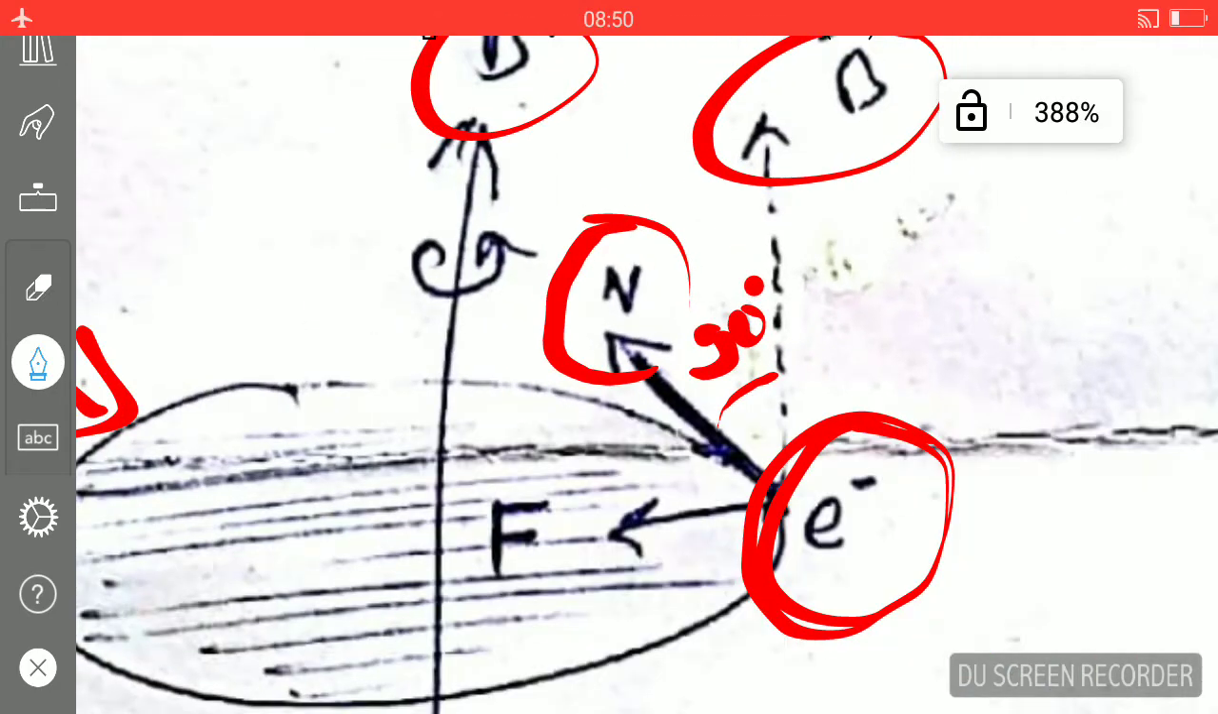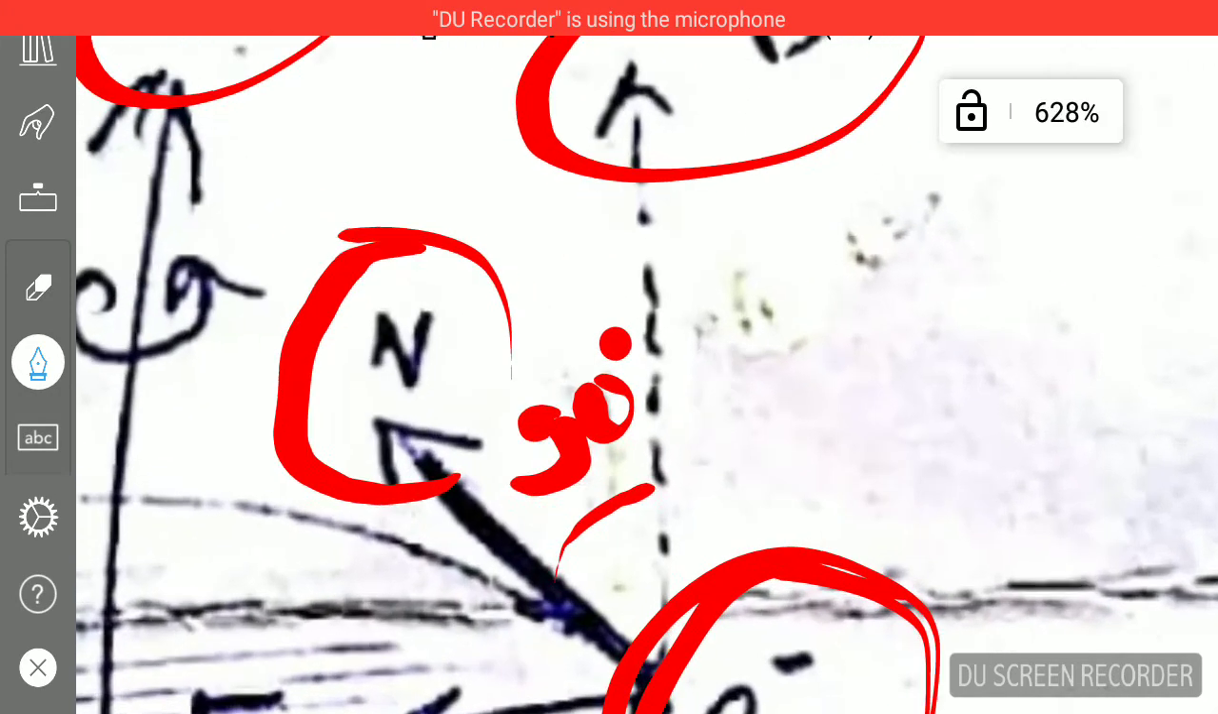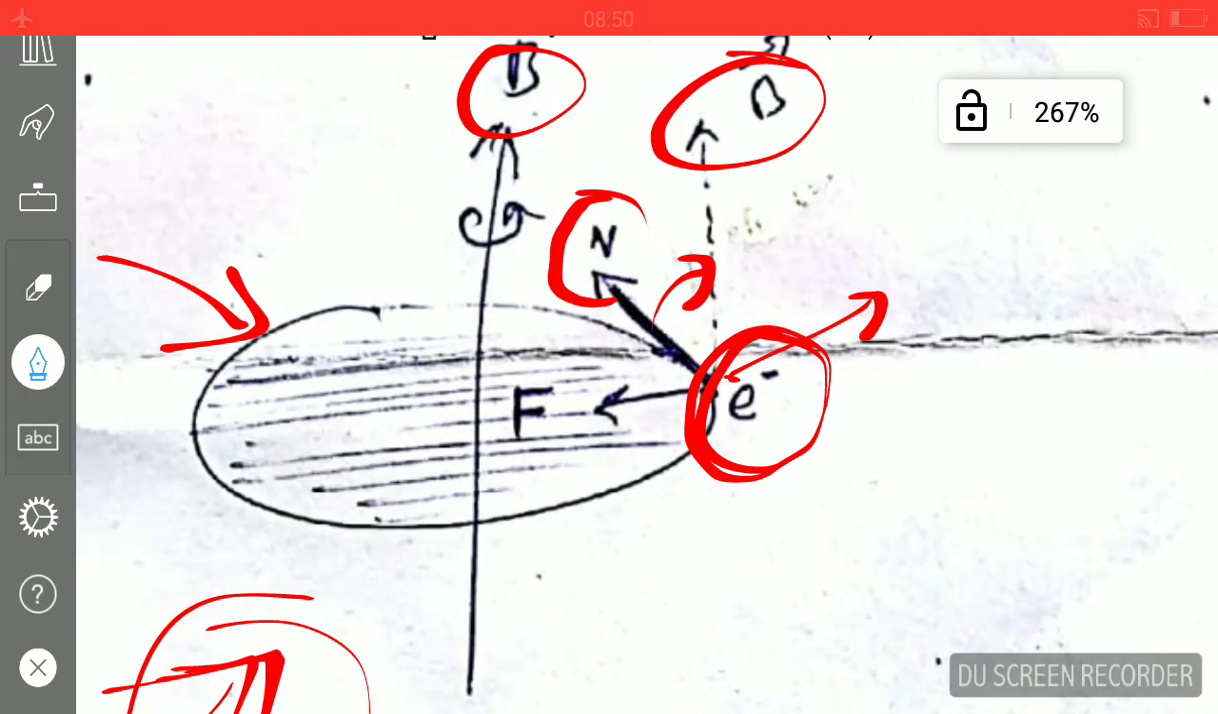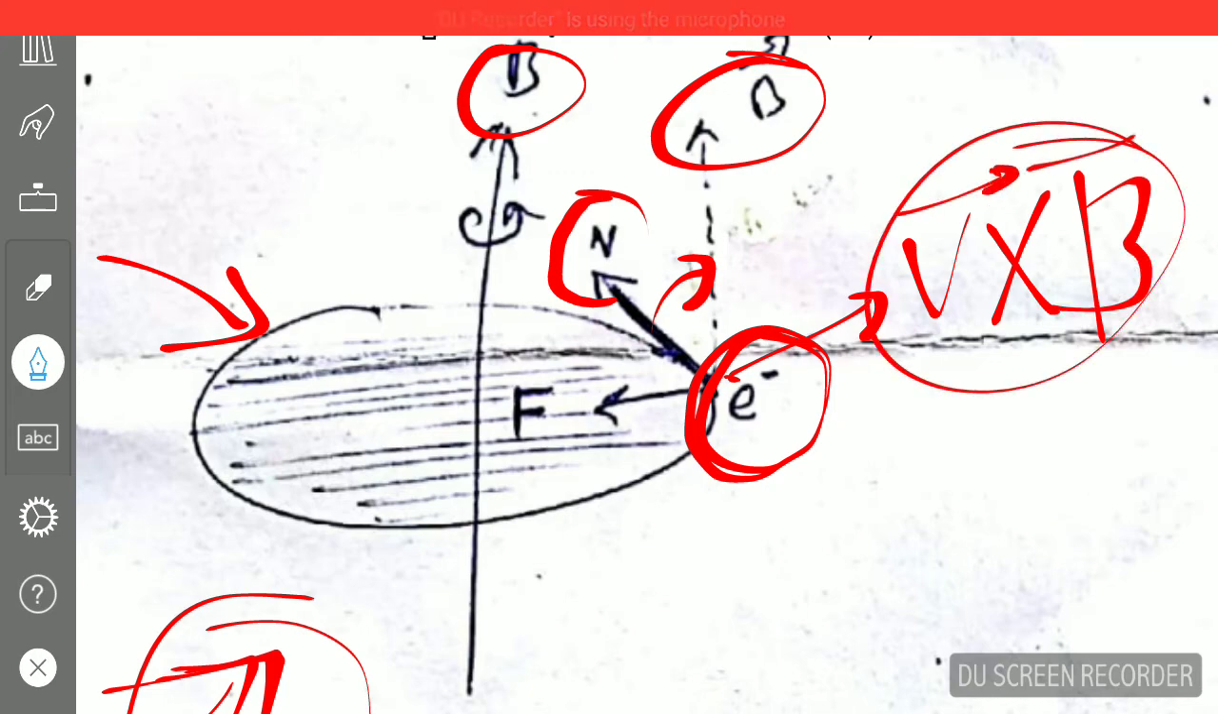You have to note that here the angle will be 90 degrees, and by the right hand screw rule, the screw will rotate from V to B and advance in this direction. So this will be the direction of V cross B.